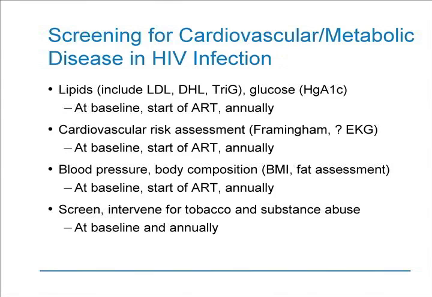Screening recommendations for cardiovascular and metabolic disease are summarized briefly here. Lipids and glucose should be checked at baseline, at the start of therapy, and perhaps annually. Using a cardiovascular risk assessment tool such as the Framingham risk calculator is useful, often at baseline, start of therapy, and annually. Checking biologic parameters such as blood pressure and body weight is also useful, and screening for substance abuse, particularly alcohol, is also viewed to be very important.